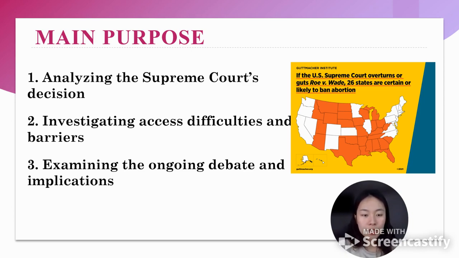Moreover, this decision raises broader societal questions. It prompts discussions about the government's involvement in personal healthcare decisions and the boundaries of individual rights. It also sparks debates on morality, ethics, and the values we uphold as a society.